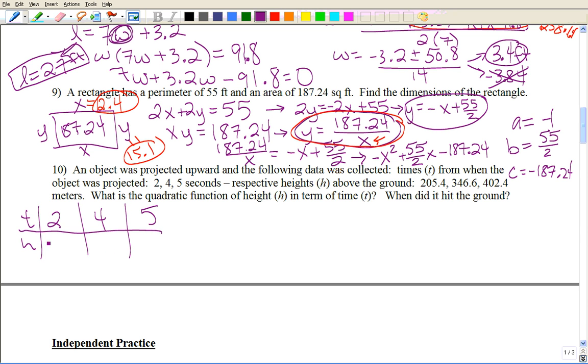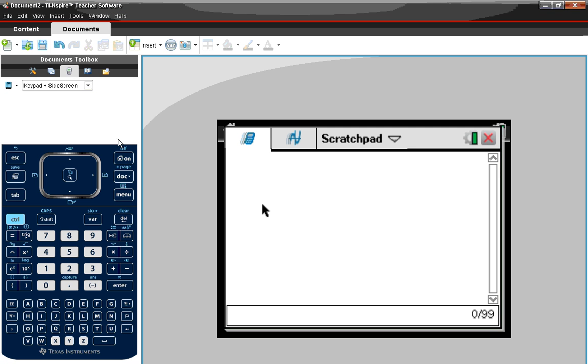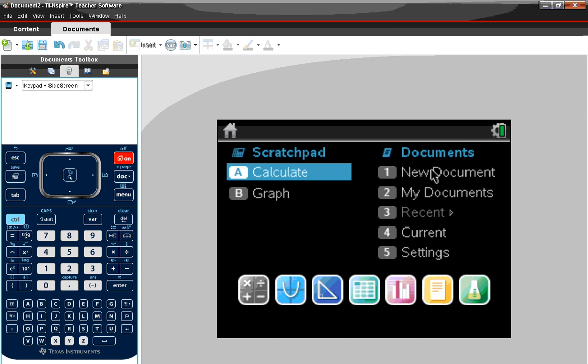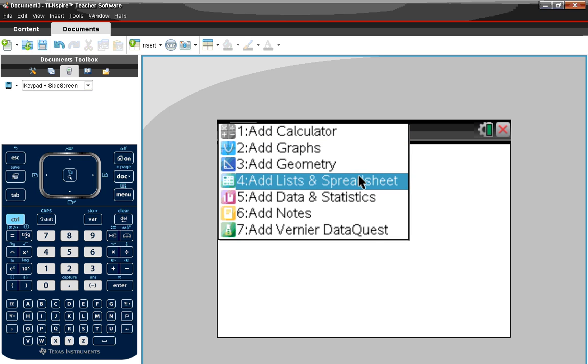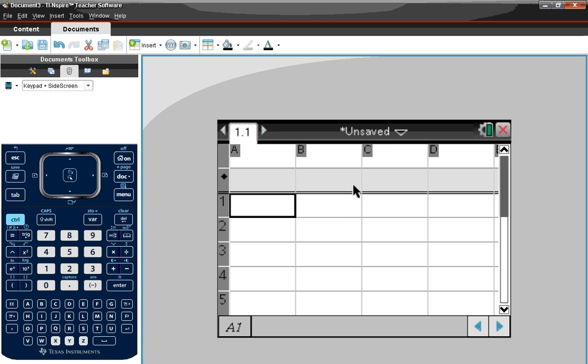And at 2 seconds it was at 205.4. At 4 seconds it was 346.6. And at 5 seconds it was at 402.4. So to find this quadratic function, let's go back to the calculator like we did before. So if we go to the home screen and make a new document, say no to save, let's start out by adding lists and spreadsheets. Call the columns x and y.